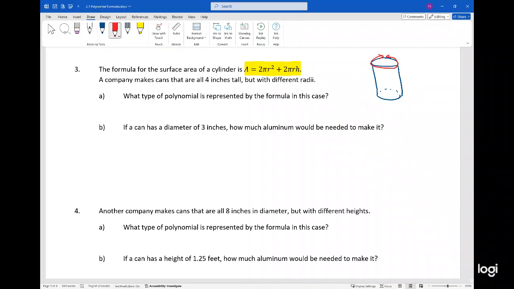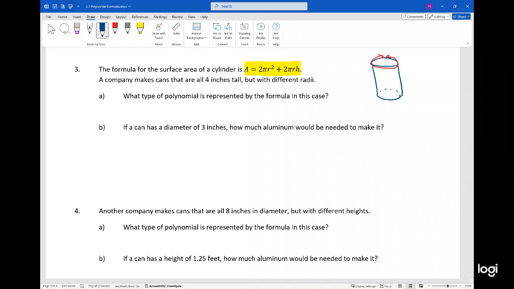Okay, a company makes cans that are 4 inches tall, but all have different radii. So we got a whole bunch of cans that are all the same height, but different sizes. Some of them are very big and some of them are very small. So we're going to modify our equation slightly. First, though, we're going to mention what kind of polynomial equation this formula is. Actually, let's maybe do part B first. That might make it a little bit easier.